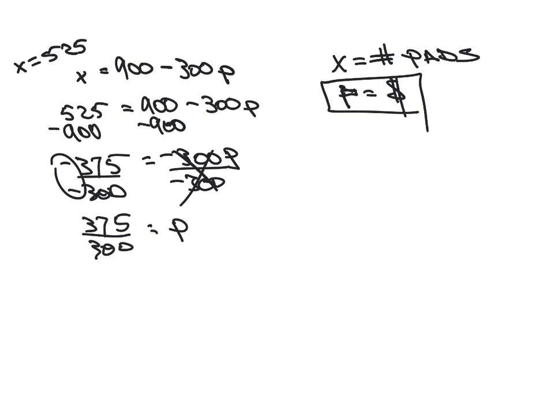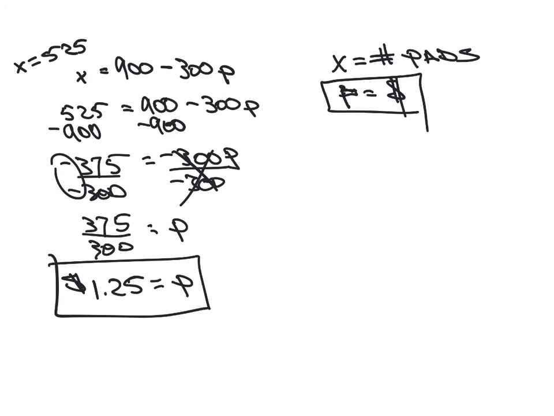And we are going to go ahead and reduce that. And we get 1.25. So $1.25 is the price that we're going to sell those pads at. And that will allow us to sell 525, meaning that because the price is low enough, they're going to sell that many. That's the hope anyway.